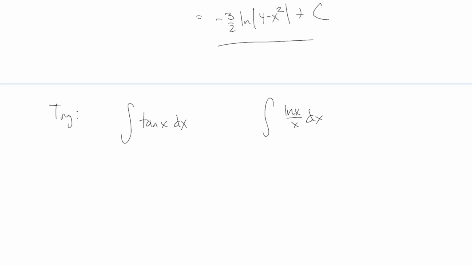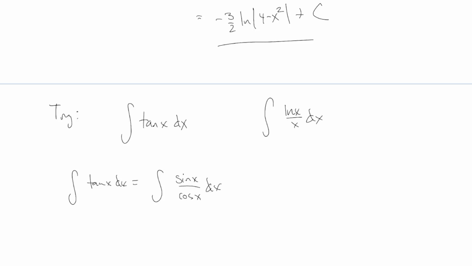Okay, let's talk about these. I think pretty much everybody I saw figured out the first one. Some people tried to do the second one first. I don't know if it looks easier; I would say it's not. The first one, the integral of tan x dx. Tan x is sine over cosine.